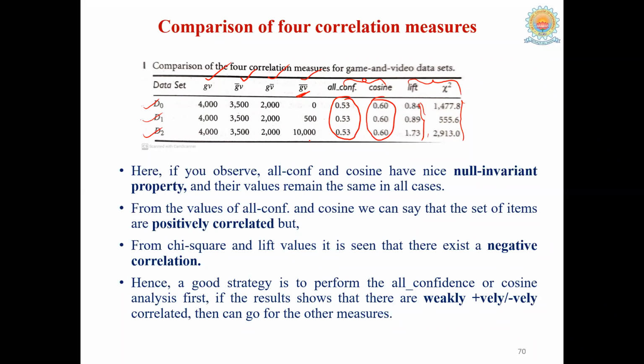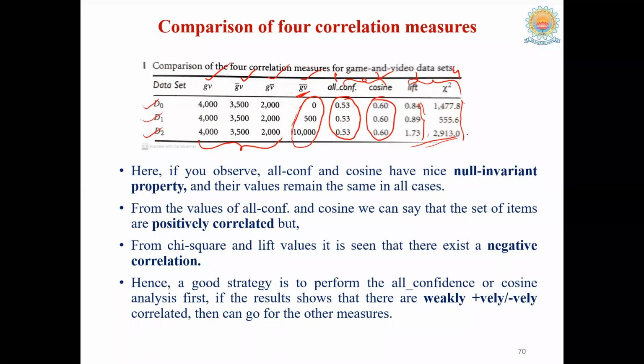Because these two measures, if I consider this is 1, this is 2, this is 3, and this is 4, the measures 1 and 2 do not depend on or get influenced by the number of null transactions. So irrespective of the values present in the null column, we get the same values for measures 1 and 2. But the measures lift and chi-square depend on or are influenced by the number of null transactions. Because of this, even though the values for the first three columns are the same, we get different values for lift and chi-square.